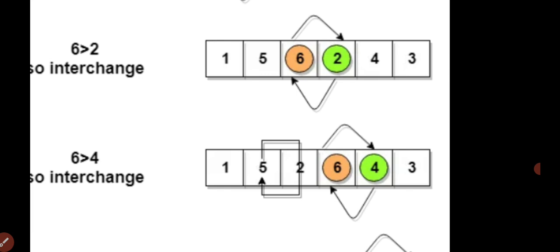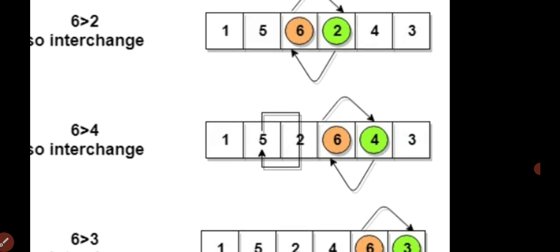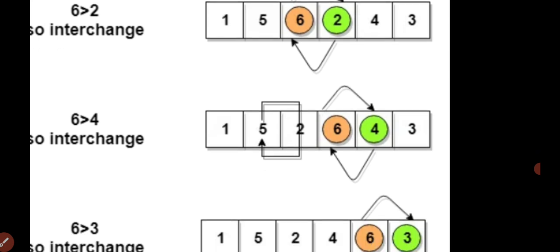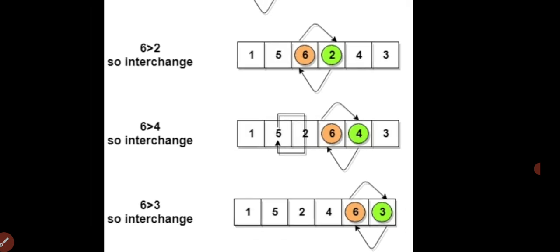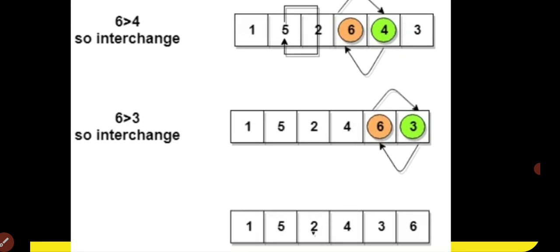Now the 4th and 5th elements are compared, which are 6 and 4. Here we can see that 6 and 4 are not in order, so they are interchanged. The 4 comes here and the 6 moves on. Now the check is between 6 and 3. Comparing 6 and 3, 3 has to come first, so they are interchanged. Finally the array has become 1, 5, 2, 4, 3, 6. This is the first pass, where the first element, that is 1, got its position.